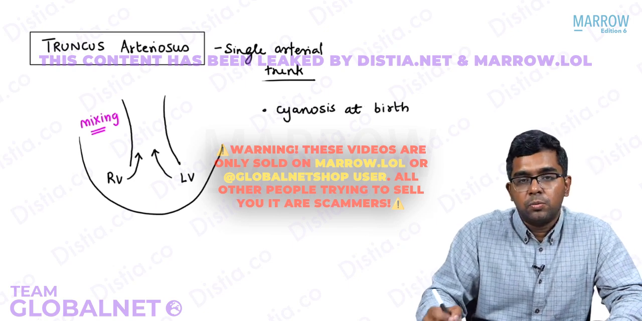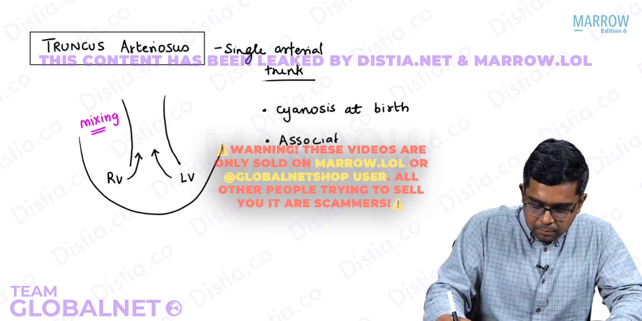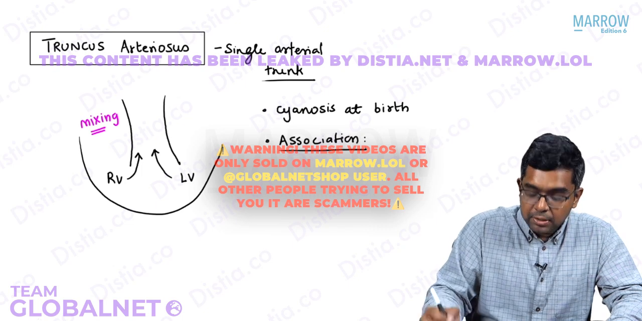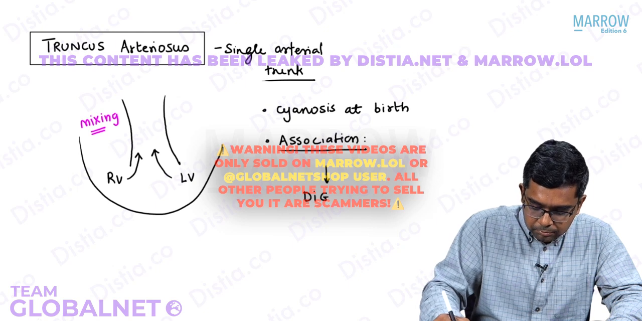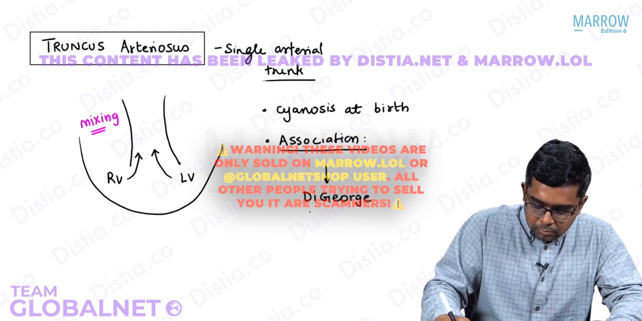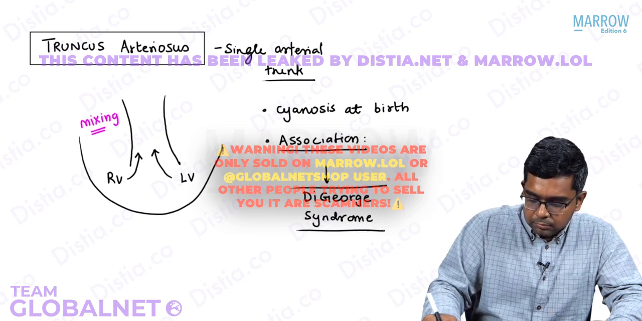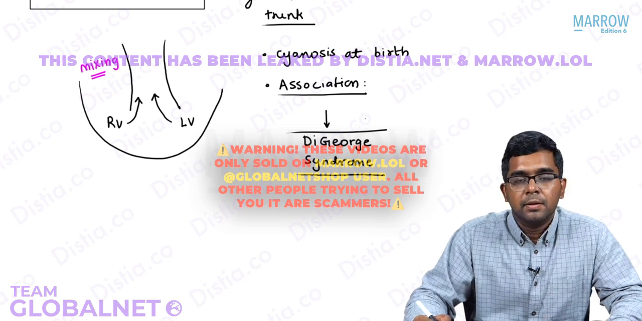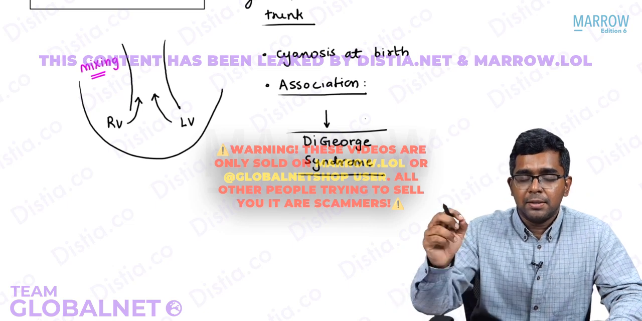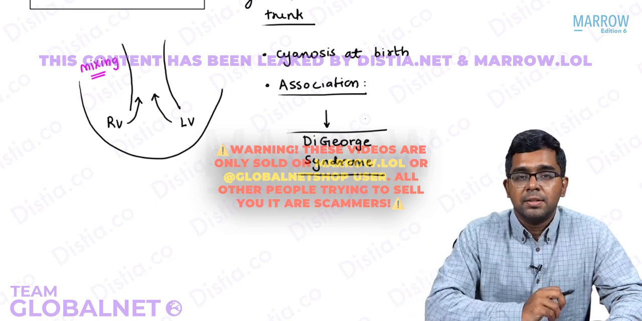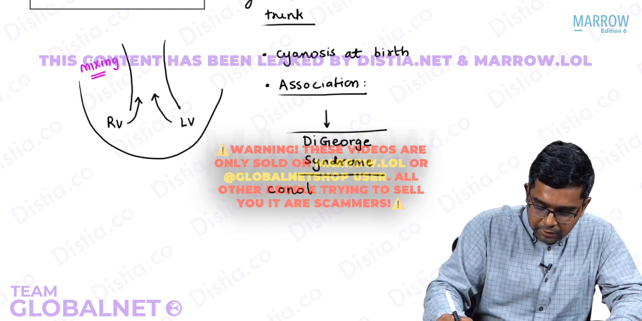An important MCQ or one-liner asked in this question is, what is the association of this truncus arteriosus? In which condition it is noted? Remember, it is Digeorge syndrome. If you can remember, in the first part of discussion of congenital heart diseases, I have told you about the association. At that time, I did mention Digeorge syndrome as an association. What is the association I mentioned? It is conotruncal defects, correct?